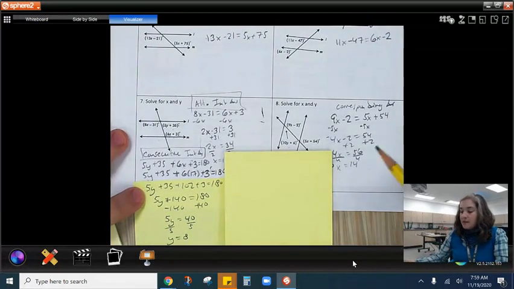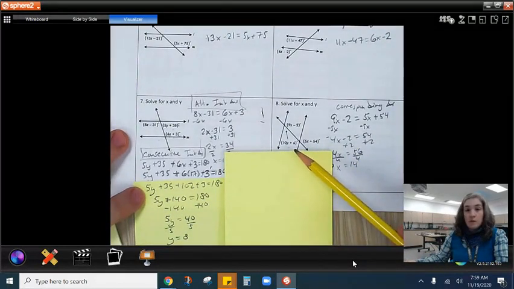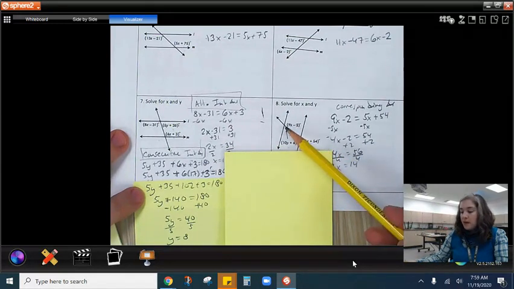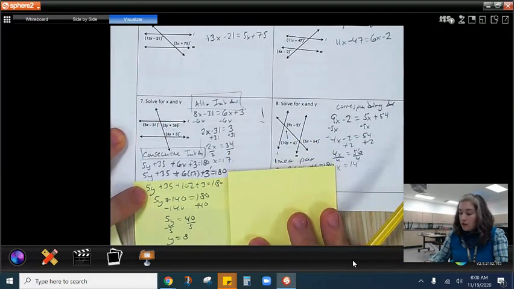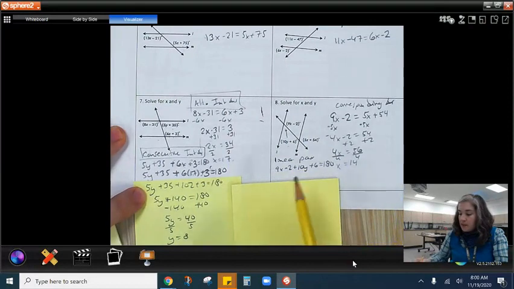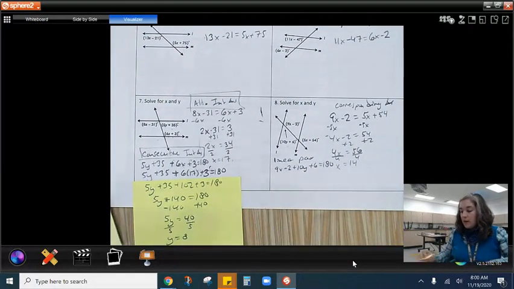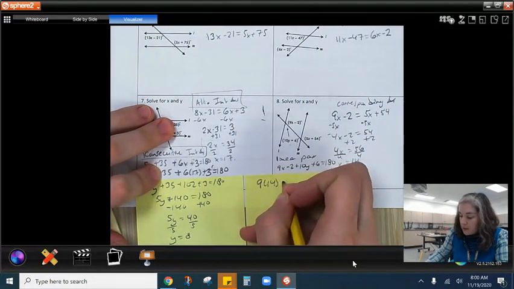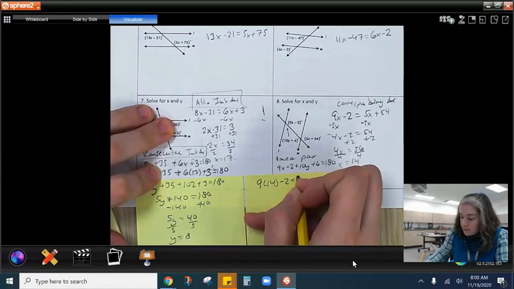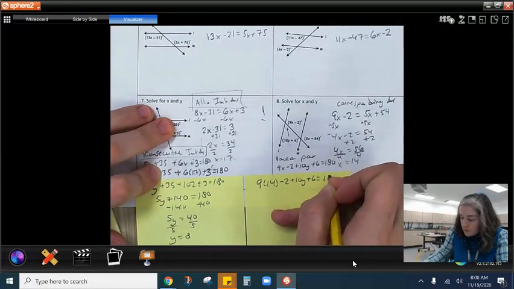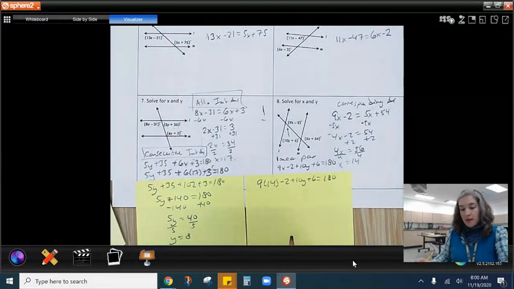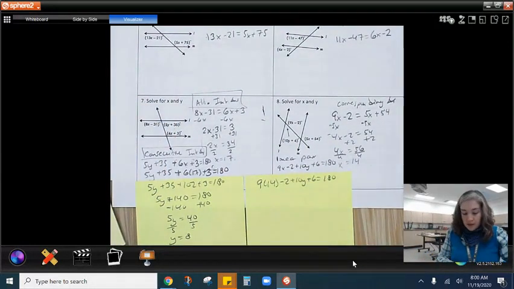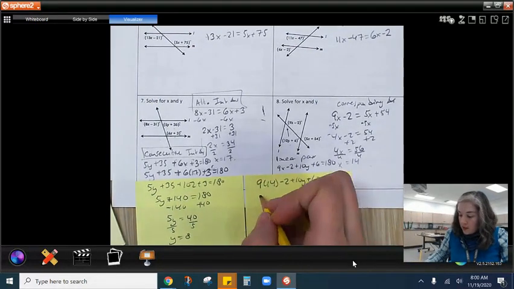So now that I know my x, let's compare our 10y plus 6 to one of those angles. And I told you to pick this one. That's because this angle and this angle don't have a relationship, but these two do. These ones are a linear pair. So when I set that up, that means I get 9x minus 2 plus 10y plus 6 is equal to 180. But I know my x is really 14. So that means I have 9 times 14 minus 2 plus 10y plus 6 is equal to 180.